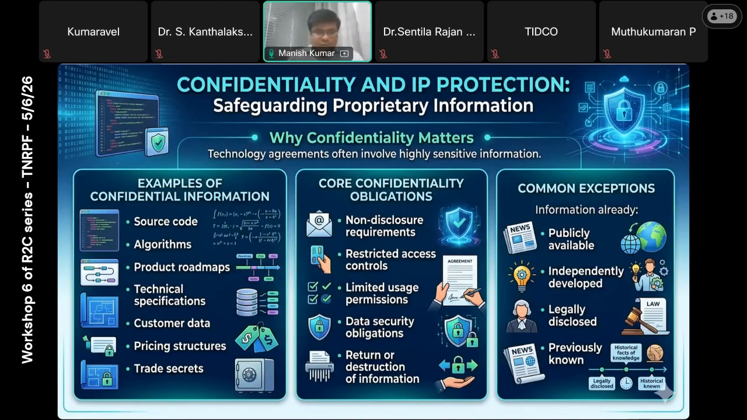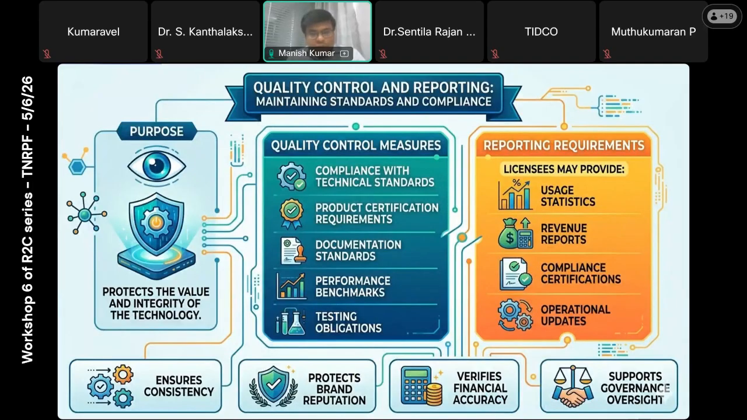And once the transaction is done, the information has to be either returned or destroyed, right? So all those clauses should be present. There are certain exceptions. For example, if something is already available in the public, or it has been independently developed, those are not covered in confidentiality, or if the law permits the disclosure to happen, and there also you can ask them to inform you immediately. Okay. I already talked about this part: reporting requirement and quality control measure.